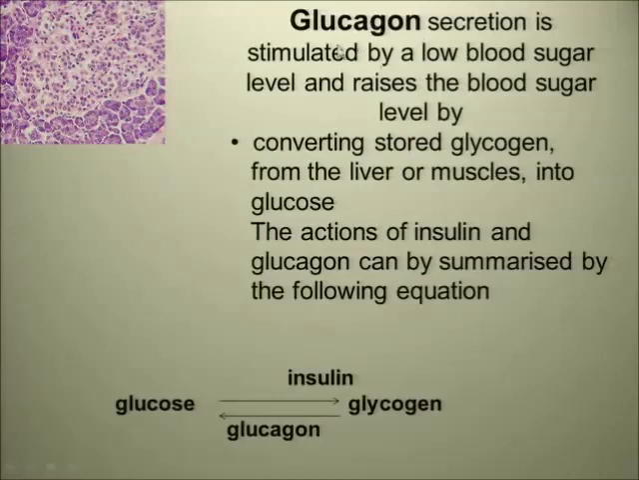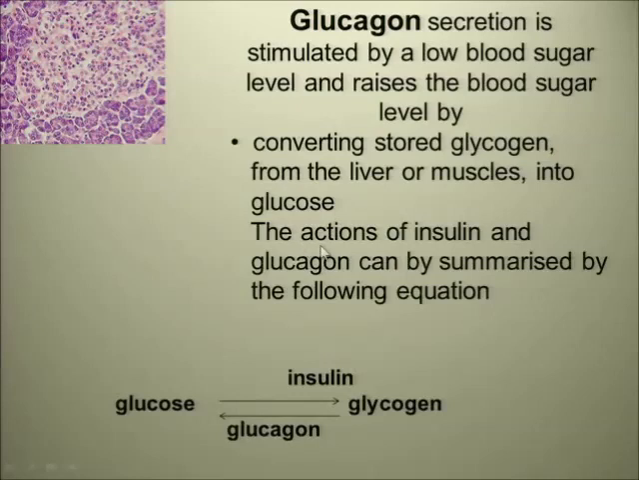Glucagon is secreted, stimulated by a low blood sugar level, and it raises the blood sugar level. So glucagon, from the alpha cells, raises the blood sugar levels. It converts stored glycogen from the liver or muscles into glucose.